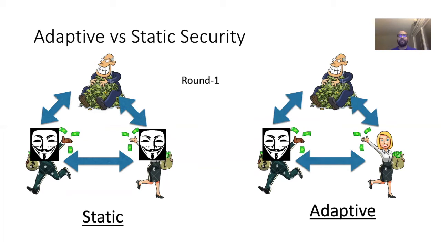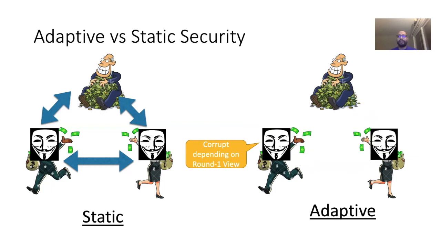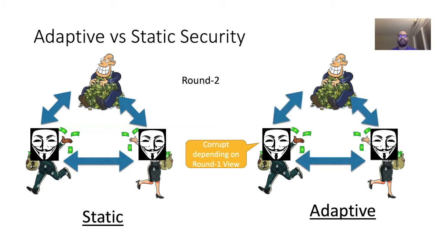It gathers some information from this round one interaction, and based on that it can decide to corrupt either of the two parties depicted here. For example, based on this interaction, it decides to corrupt this party, and then it can again take part in the further interaction. It can dynamically corrupt any number of parties as long as the total number of corruptions stays within the limit. In this case, we consider a threshold t, so the total number of corruptions will stay below t at all times.